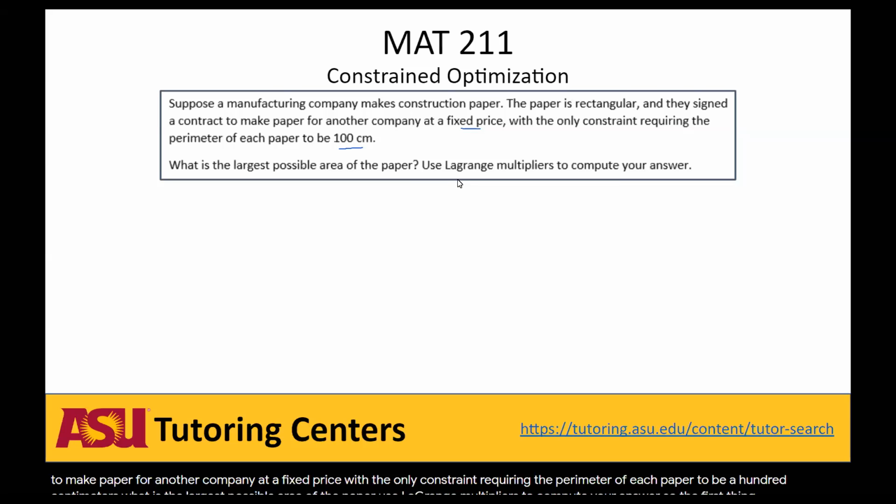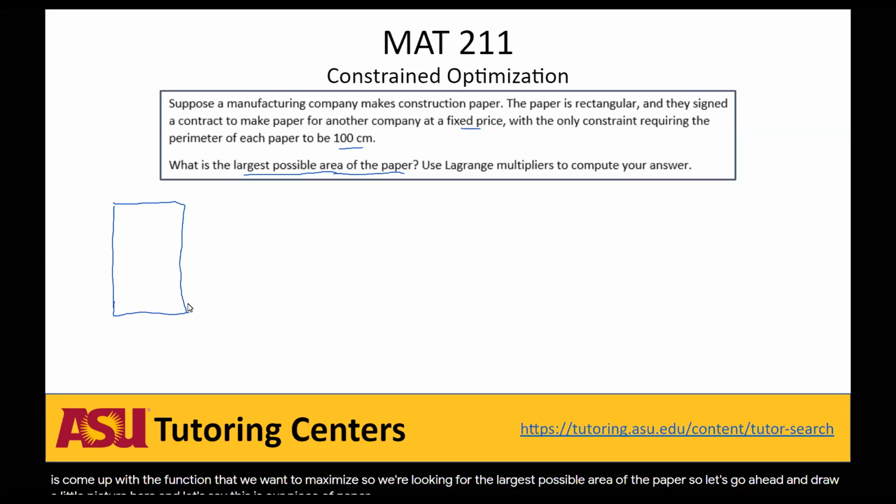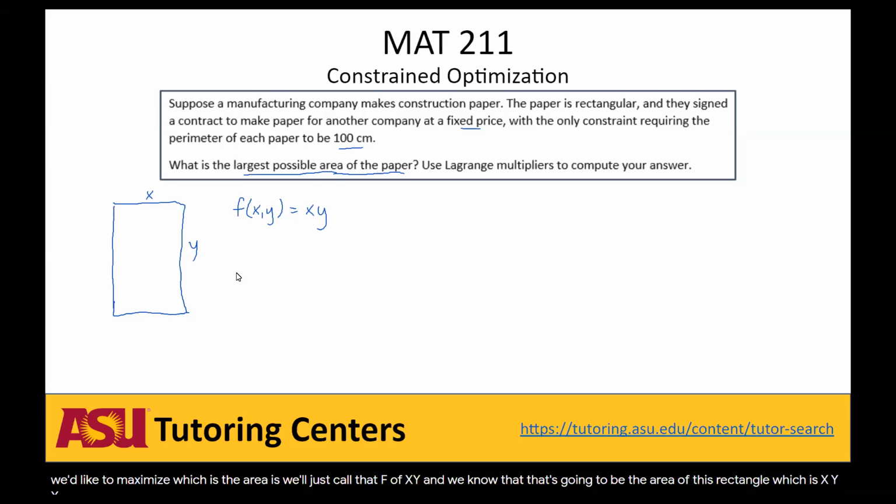So the first thing we need to do is come up with the function that we want to maximize. We're looking for the largest possible area of the paper. So let's draw a little picture here. Let's say this is our piece of paper, and we'll call the width x and the length y. So our function that we'd like to maximize, which is the area, we'll call f of x, y. And that's going to be the area of this rectangle, which is x times y.